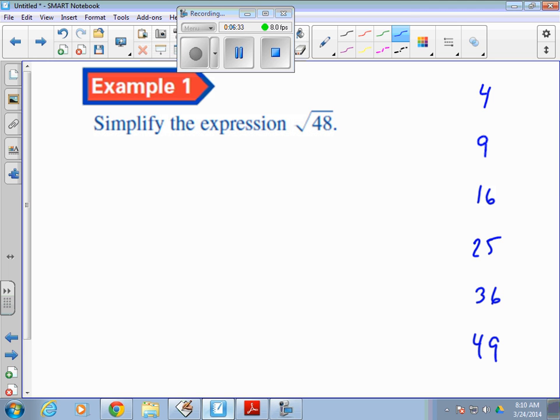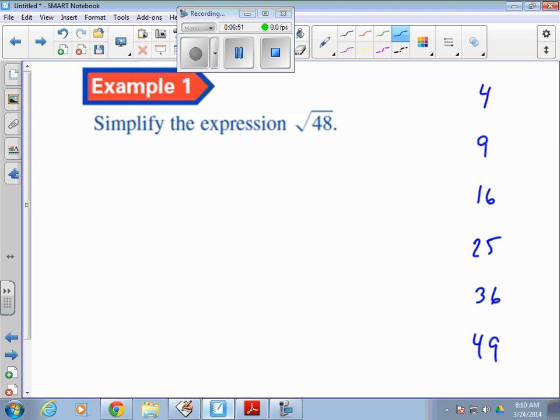Okay, let's take a look at this one. It says the square root of 48. It's not a perfect square. So it's not one of these numbers I listed, 2 times 2, 3 times 3, 4 times 4, all the way up through 7 times 7. But one of those numbers, or more than one of them, multiplies by something to give you the number 48.